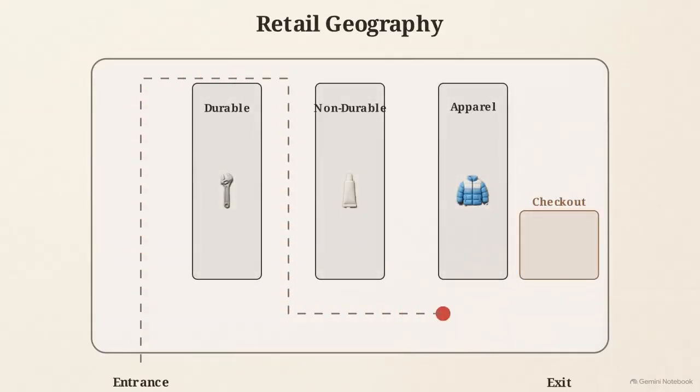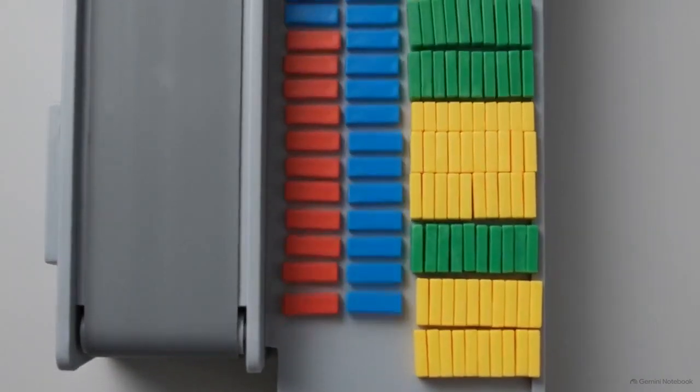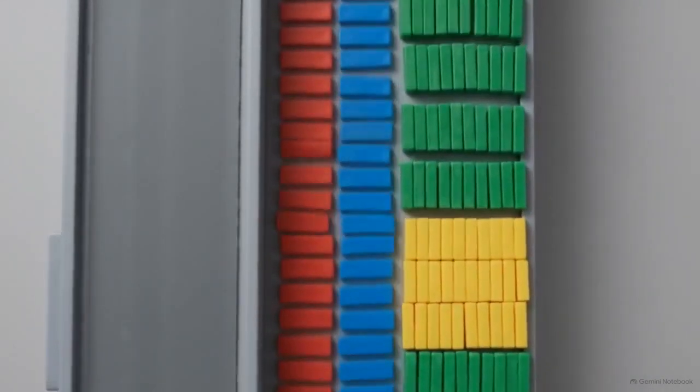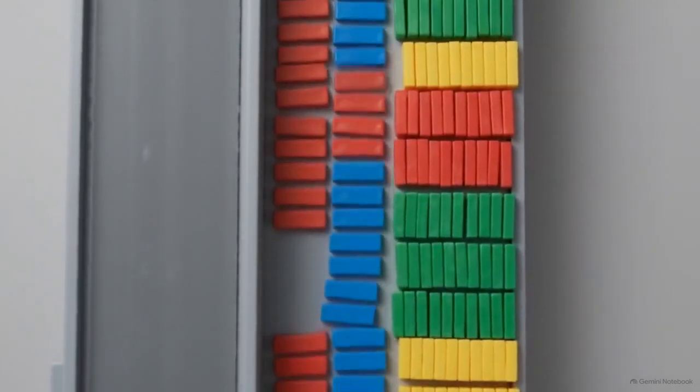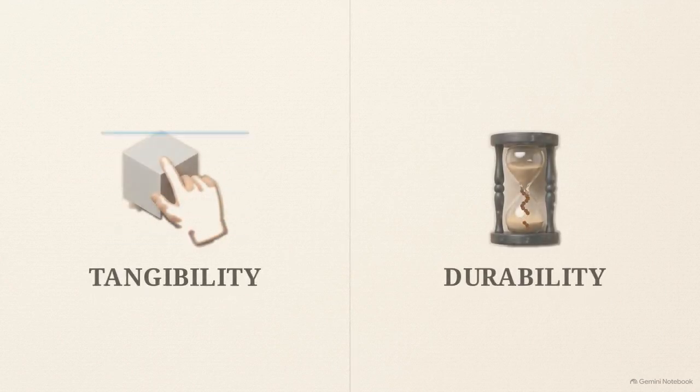These classifications dictate everything from pricing to retail geography. It is why a pack of gum, a non-durable impulse product, is displayed at the checkout counter, right where it is most likely to be seen. The behavior of every item in the market follows the specific rules of its own tangibility and durability.